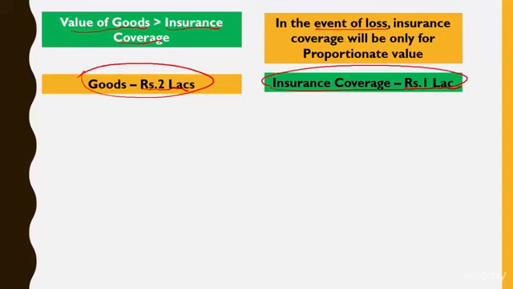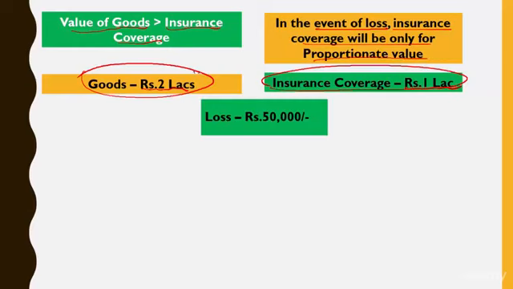So in the event of loss, insurance coverage will be only for the proportionate value. Let's say you had 2 lakh worth of goods, insurance coverage is 1 lakh, there is some kind of loss and the value is around 50,000. You cannot expect the insurance company to pay the full value of 50,000 on the demand that you have an insurance coverage of 1 lakh. No. Insurance coverage will go for proportionate value.